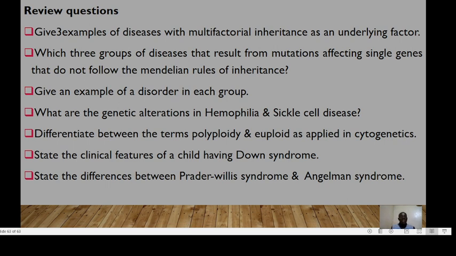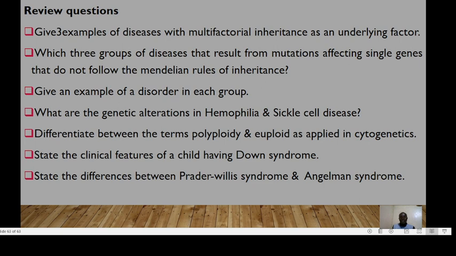You should be able to give the three groups of diseases that result from mutations affecting a single gene that do not follow the Mendelian rule of inheritance. Then give an example of this disorder in each case. You need to give genetic variations in hemophilia and sickle cell.